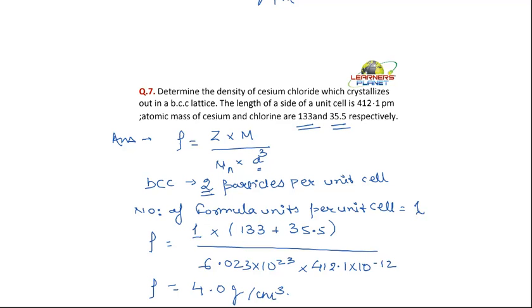Right? Now here students, as the formula mass is given, the number of particles in BCC is 2, that is 2 particles per unit cell, that is 1 of cesium and 1 of chlorine. And so it should be equal to 1. Right? Number of formula units should be 1. So this is the way we can find out the density of the crystal.